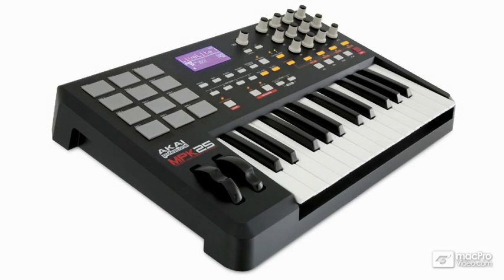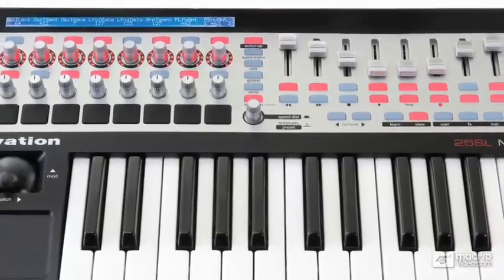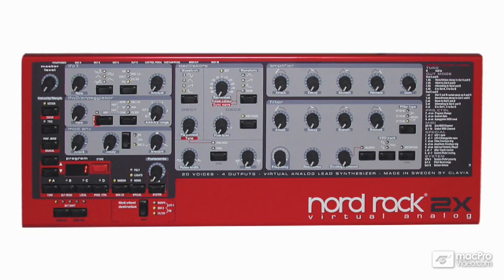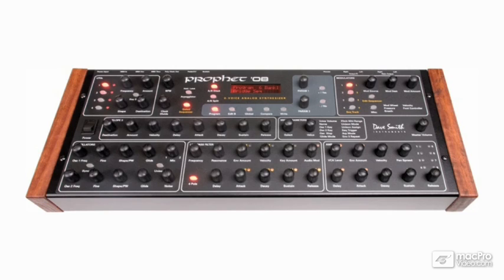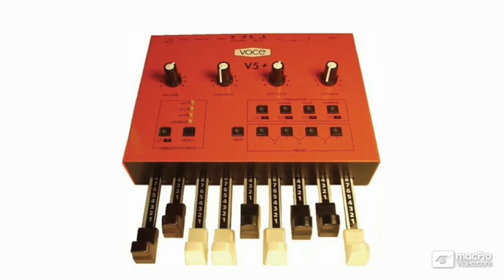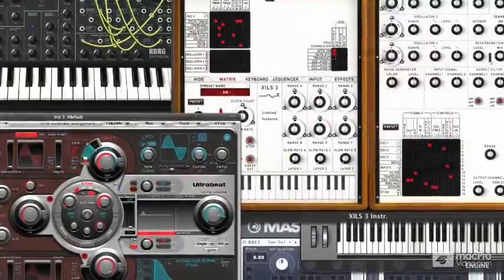These MIDI devices, called keyboard controllers, make no sound of their own. They must be connected to a sound generator, like these synth and organ modules, or to a computer to play sounds from plugins.